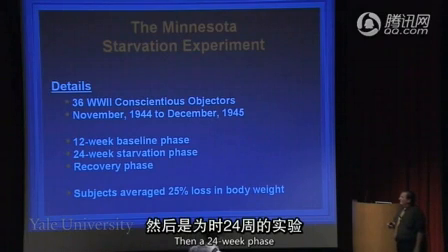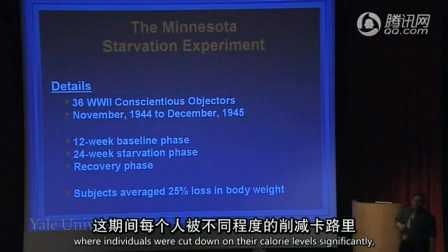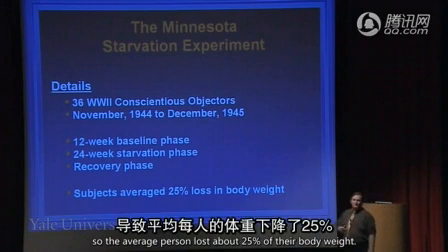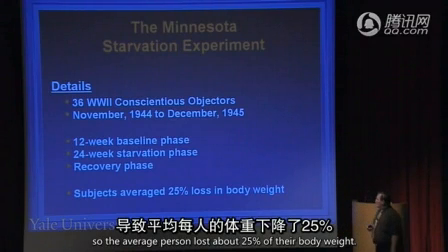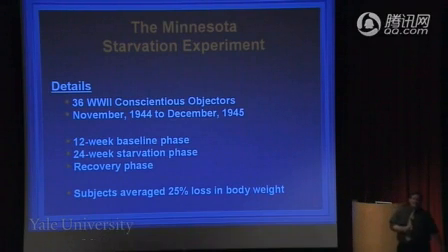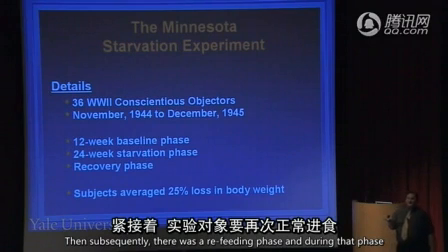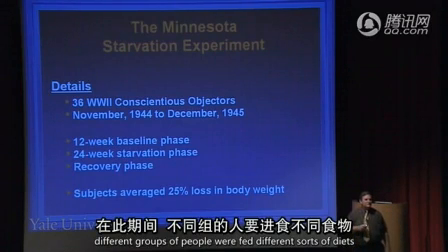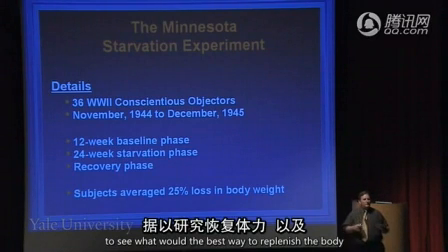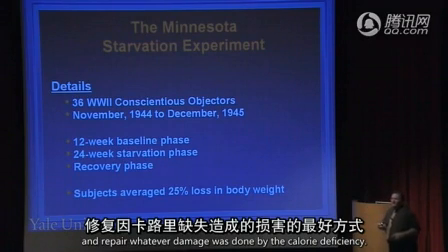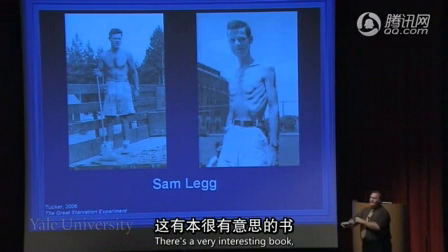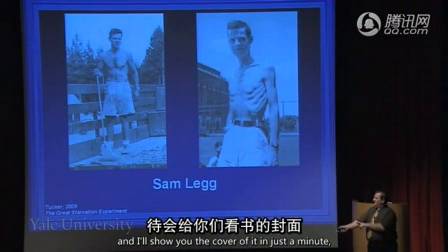Then a 24-week phase where individuals were cut down on their calorie levels significantly, so the average person lost about 25% of their body weight. Then subsequently there was a refeeding phase, and during that phase different groups of people were fed different sorts of diets to see what would be the best way to replenish the body and repair whatever damage was done by the calorie deficiency.